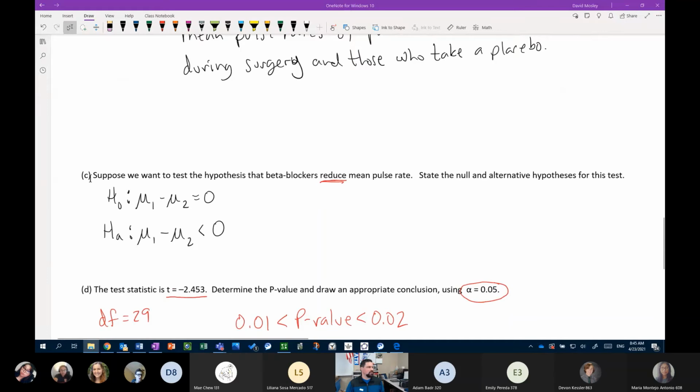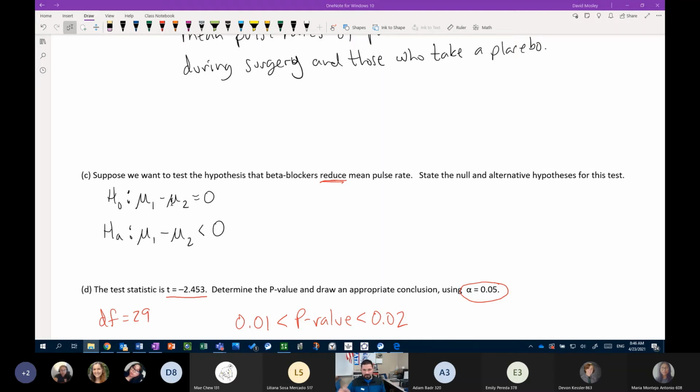All right, so part C here, suppose we want to test the hypothesis that beta blockers reduce mean pulse rate. State the null and alternative hypothesis for this test. So we have a null hypothesis that there is no difference. Mu1 minus mu2 is equal to 0. And we're using the same mu1 and mu2 that we previously defined in part B.